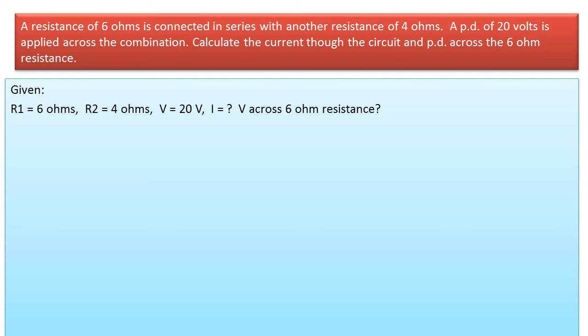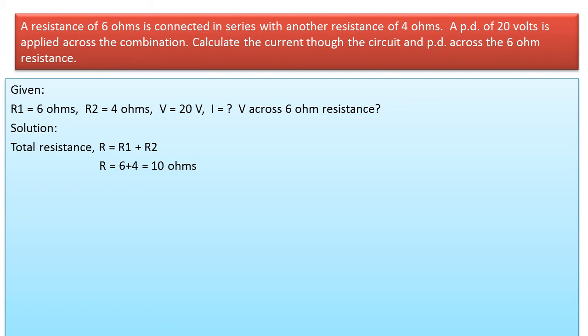Okay, so keeping all these things in mind, let us solve further. So let us first find out total resistance of this series combination. So for that, recently which formula have we learned? Total resistance is nothing but addition of all the resistors. So here there are only two resistors. So R is equal to R1 plus R2, that is 6 plus 4, that is 10 ohms. So 10 ohms is the total resistance of the circuit.